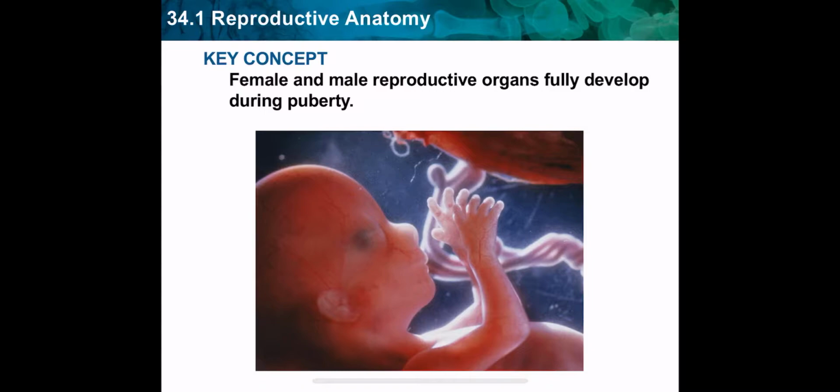Now we're gonna start a new chapter, chapter 34. In this chapter, we're gonna talk about sexual reproduction in human. First of all, 34.5 is talking about reproductive anatomy. So we're gonna talk about the female reproductive system and male reproductive system. Female and male reproductive organs are fully developed during puberty.